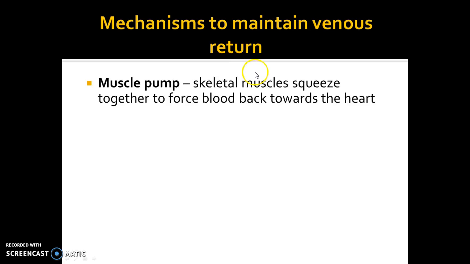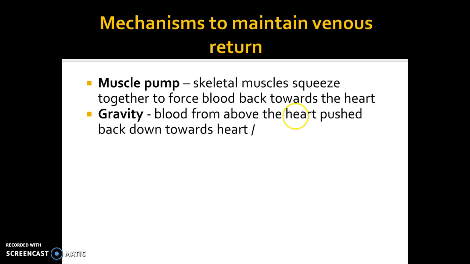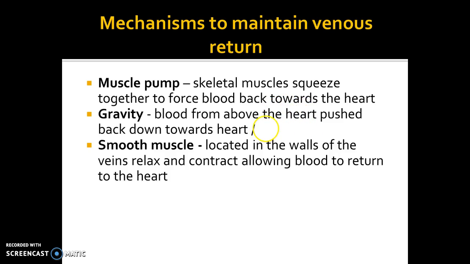So first one, you have something called a muscle pump, and this basically involves skeletal muscles squeezing within your body, so any muscles around your legs, for example, if you're running, squeeze together and force the blood back towards the heart. You then have gravity, so any blood from above the heart will be pushed back down towards the heart.